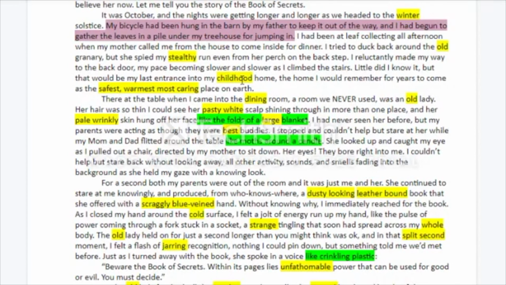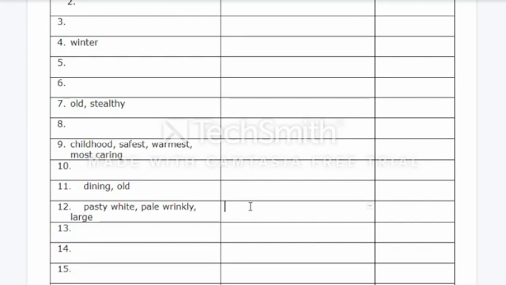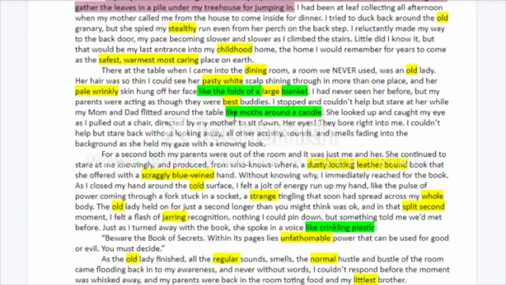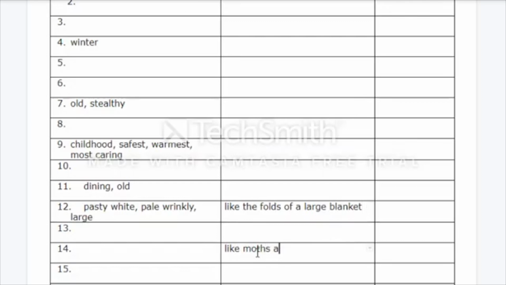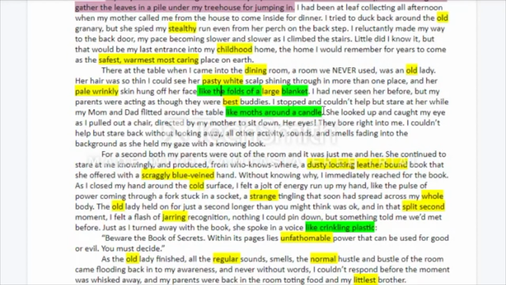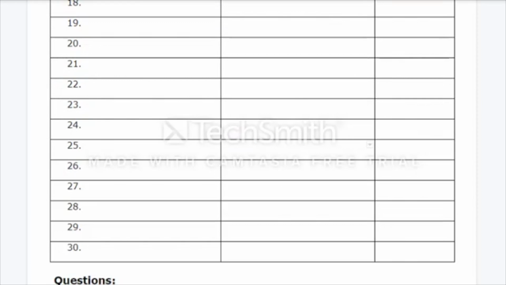Let me check one more time where we are. Pale and wrinkly is pale. So, like the folds of a large blanket. I think it's the 15th sentence. Like moths around a candle. Then if we continue to look down, the 25th is like crinkling plastic. So now I've added columns and I'm going to put into this place like crinkling plastic.